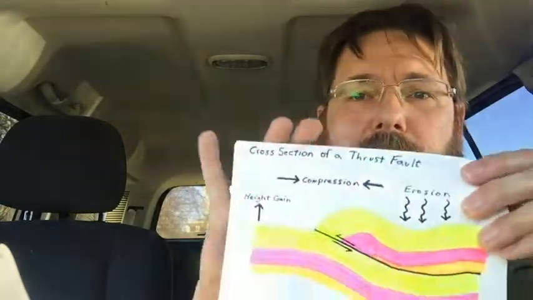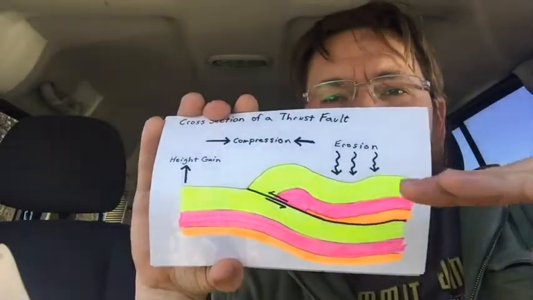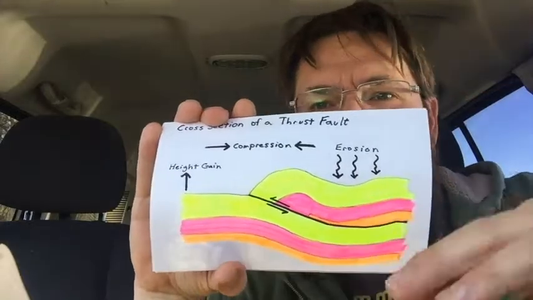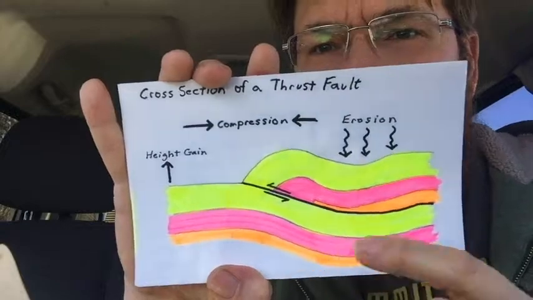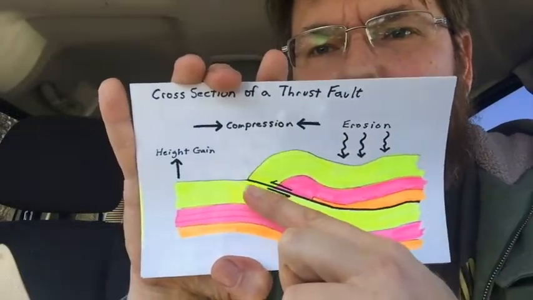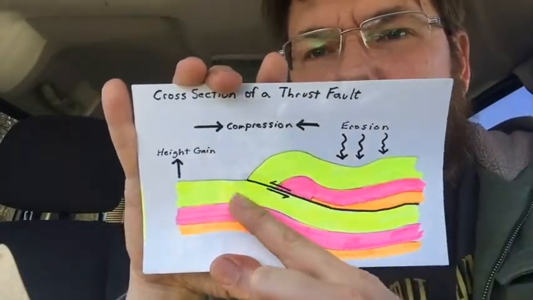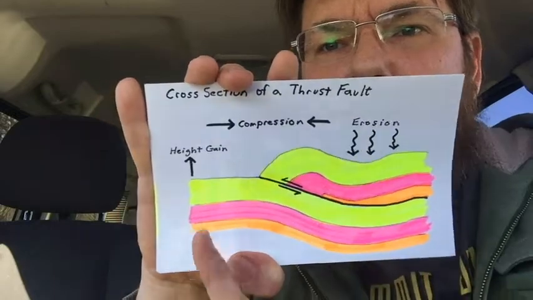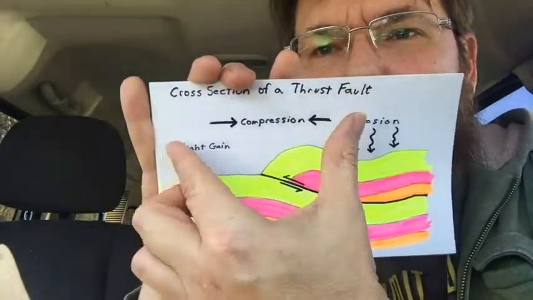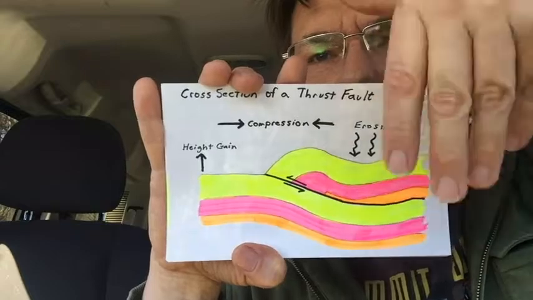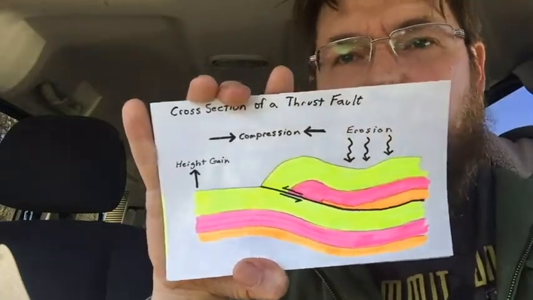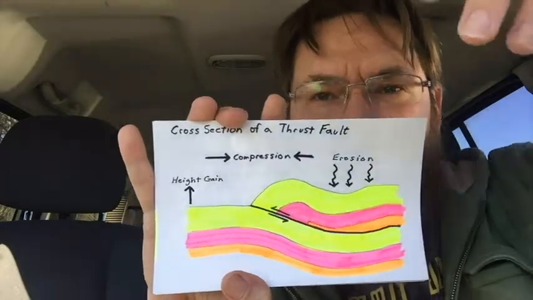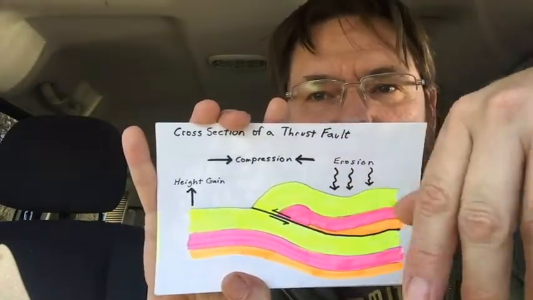So basically, here's a cross-section of a thrust fault. It's not to scale or anything. And like I said, within continental collisions, you can get thrusting within the continental crust itself, and this shows you how those basic forces react. Here's your thrust fault right here. See, this part moves up relative to this part, which has moved down. You get your height gain, you get your compression, and you've got erosion through wind and water and biological activity, if there was life on the land at the time, trying to knock this down.